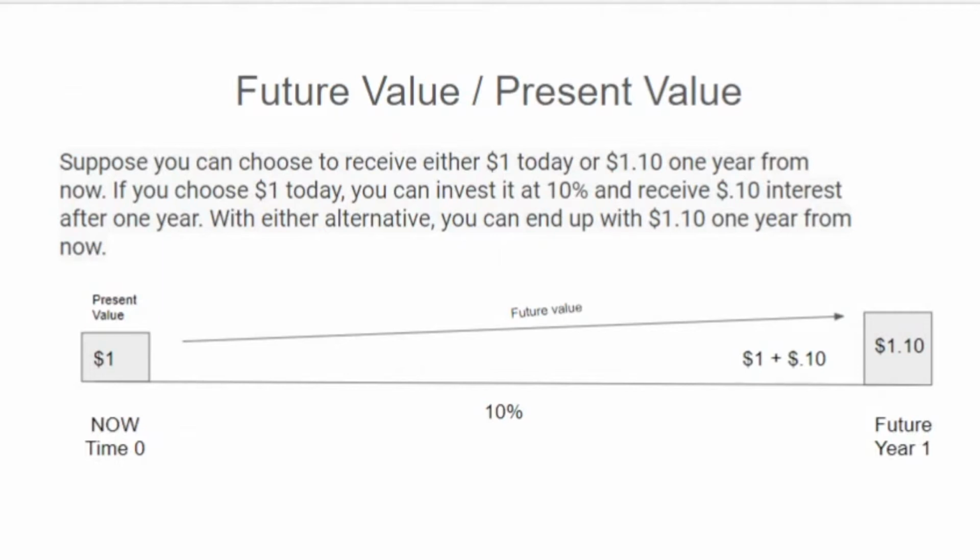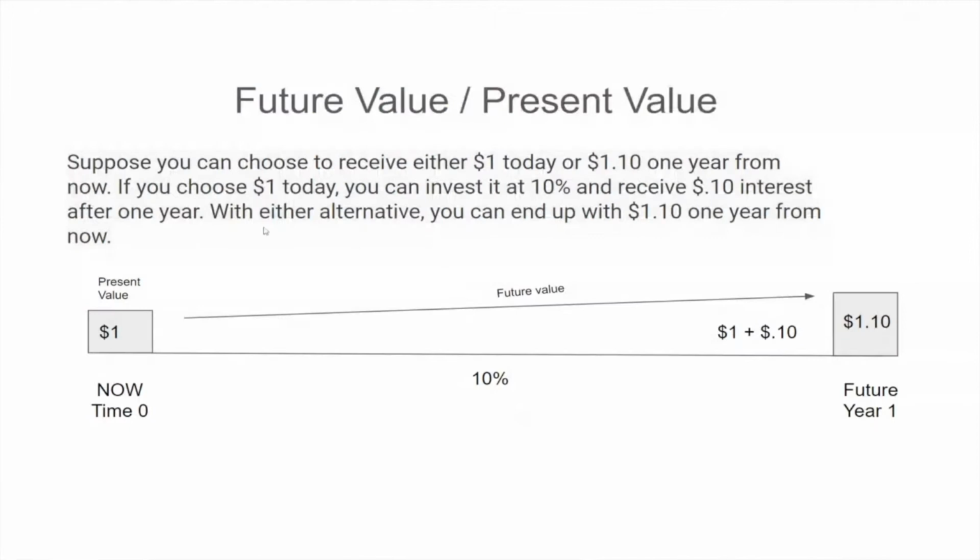Well, if we think about that, we have to consider the time value of money, because we know that money today is worth more than it's going to be in the future. So we say, okay, what value will that dollar be in a year? If I got the dollar now, I could invest it for a year. We could look at it in a number of ways. Let's just look at it this way. Suppose you can choose to receive $1 today or $1.10 in 1 year from now.